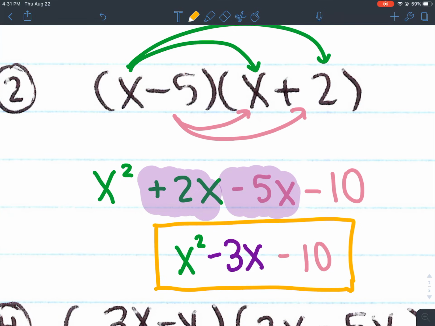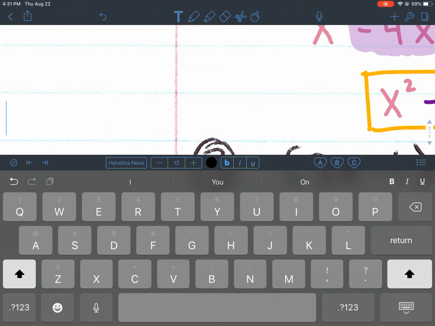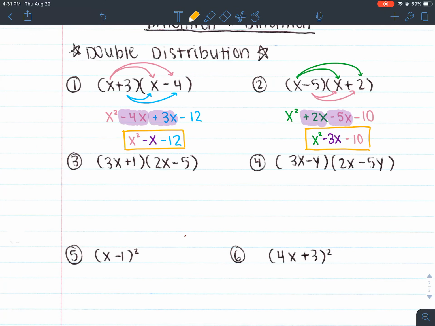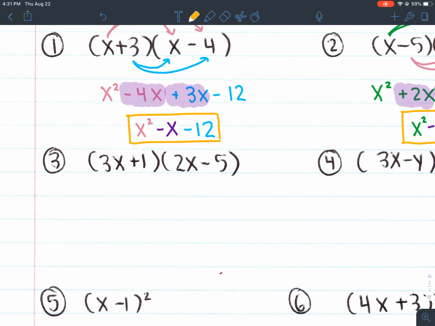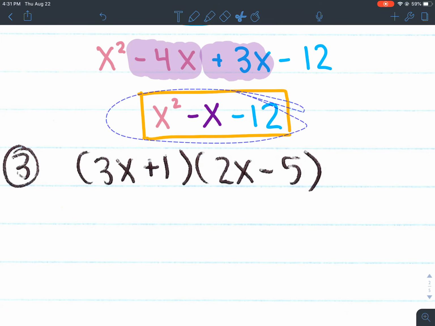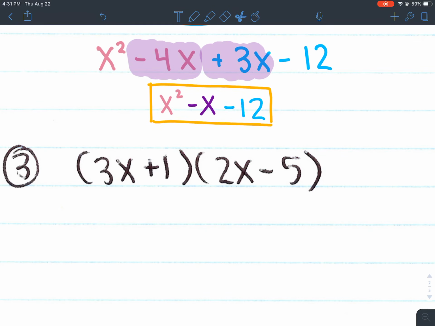Oops, iPad is messing up. Let's go, iPad. There we go. All right, so we've done 2 so far. Moving on to number 3. Let me move this, make it smaller.